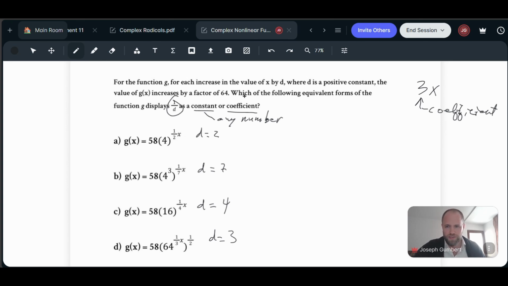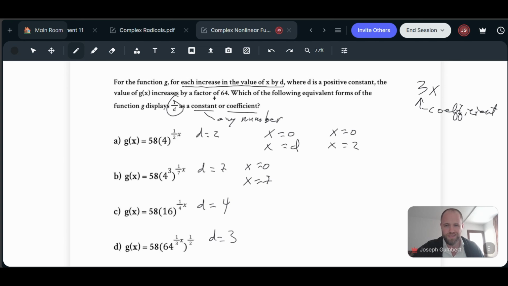And so it says here, for each increase in the value of x by d. So I would maybe want to compare from x equals 0 to x equals d. If x increases from 0 to d, what happens to the function overall, right? So in this case, it would be from x equals 0 to x equals 2. In this case, from x equals 0 to x equals 7, what happens, etc., right?